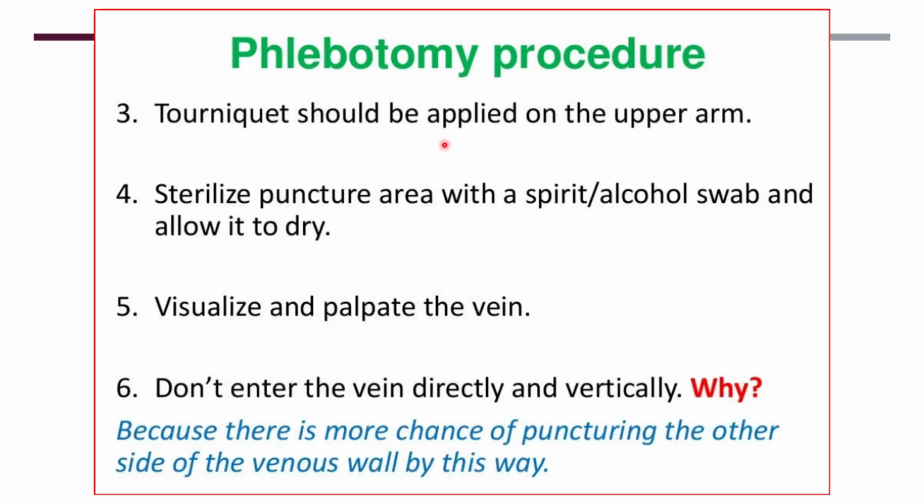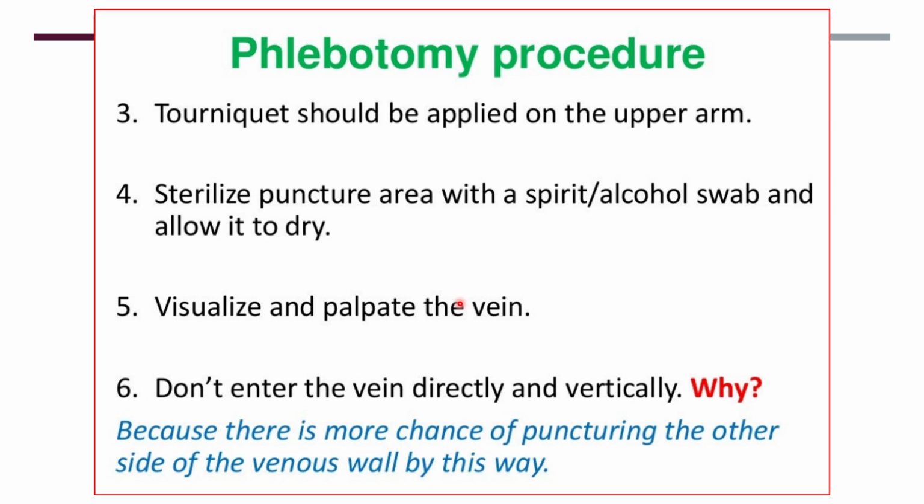Again, the same procedure will be applied. First the tourniquet will be applied on the upper arm, then the site will be sterilized using sterile spirit. This is a very important procedure because many lab workers do it wrongly. Whenever you apply the spirit on the antecubital fossa, you should apply it like this, going in the outermost circular way for cleaning.